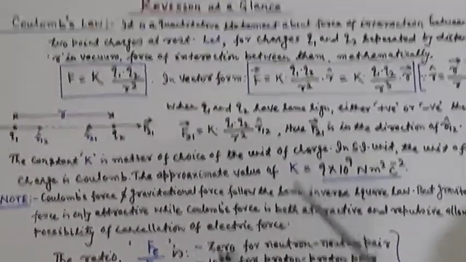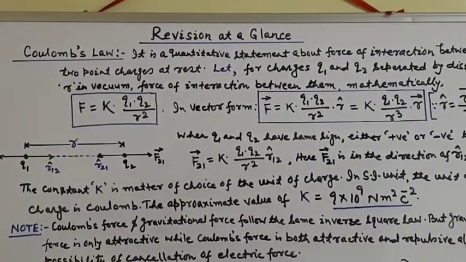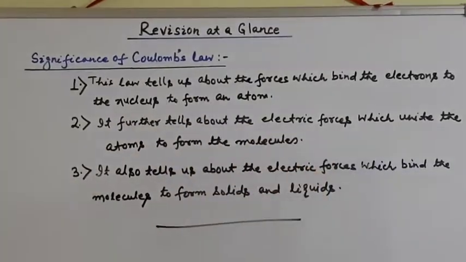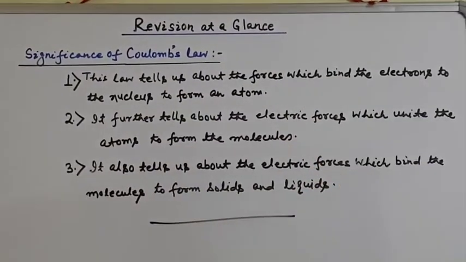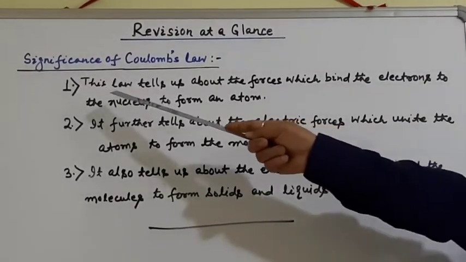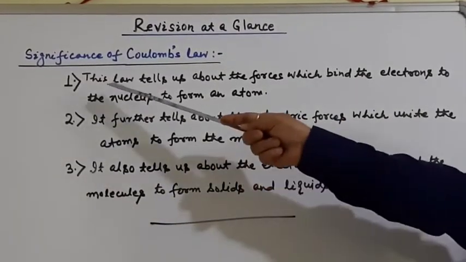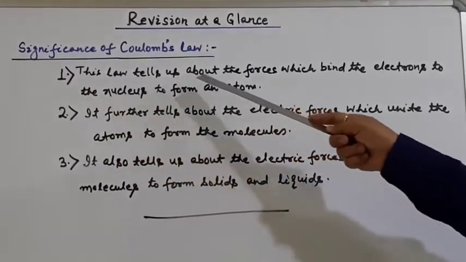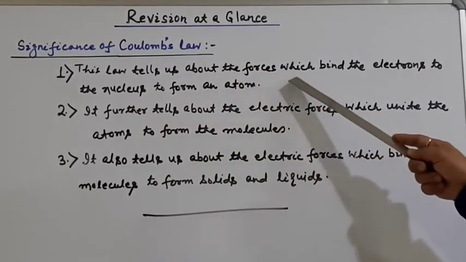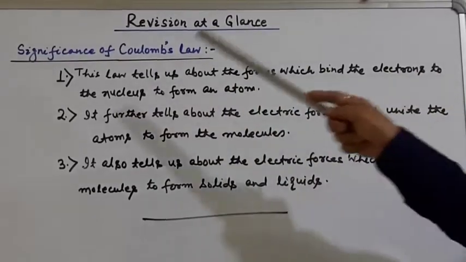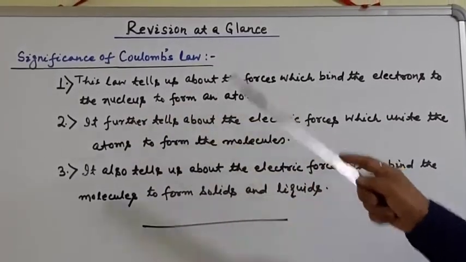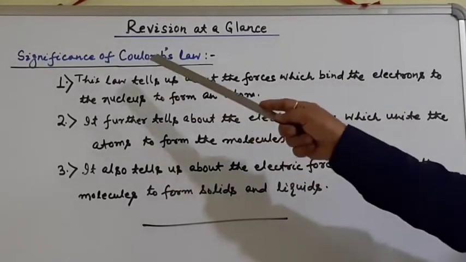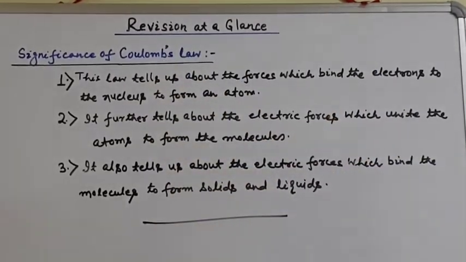Now we'll see the significance of Coulomb's law. Here are a few points about the significance of Coulomb's law. I have mentioned 3 points. One by one I shall read out all these 3 points. First point about the significance of Coulomb's law: this law tells us about the forces which bind the electrons to the nucleus to form an atom. When an atom is formed, how the electrons are bound to the nucleus is explained by this law.